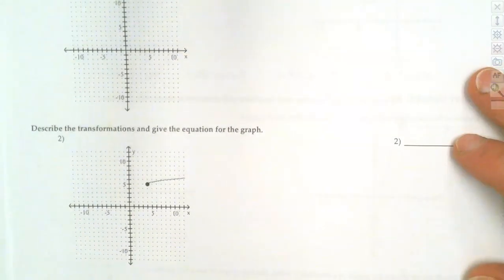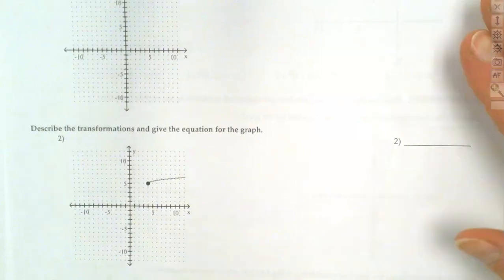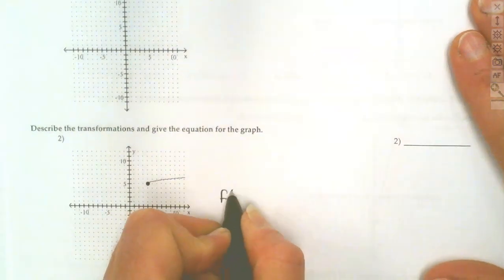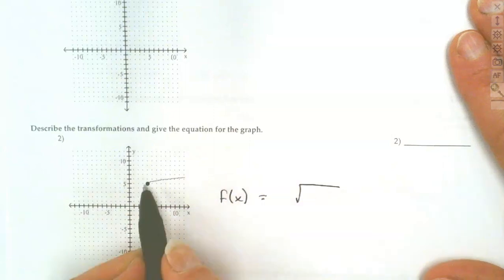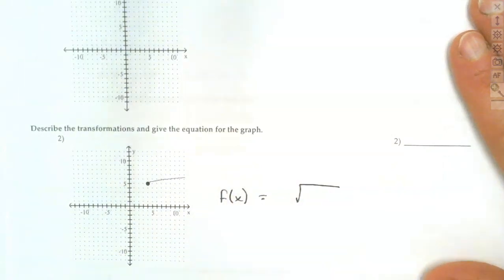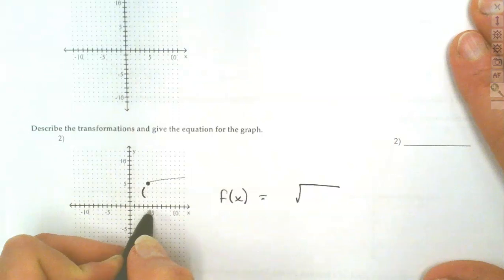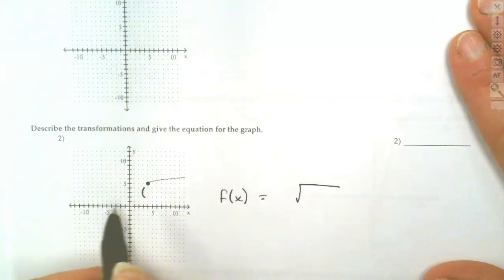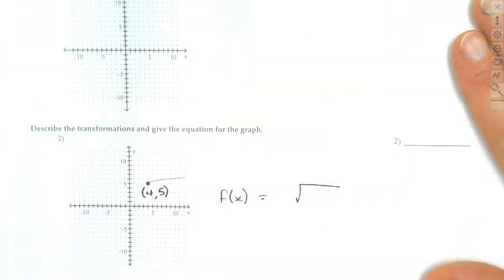So what will we know about this one? Go ahead and work this one through. And this is on 2-7. This is going to be question 2. So what does this look like now? Well, just looking at the shape of it, it looks like a square root. Okay? And it looks like we're going to start right here, and if we count, it looks like we're starting at about 4, 5, isn't it? Because that's where that starting dot is.